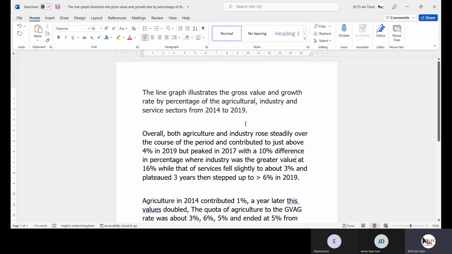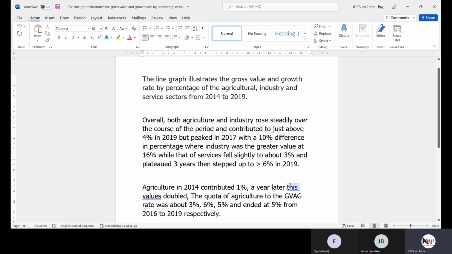So even after writing your essay, you have to go over it to just embellish it a little, make it better, because you might have missed something. Maybe what was in your head was not what you penned down. Okay, so just go over it. So, where industry was the greater value at 16%, while that of services fell slightly to about 3% and plateaued for 3 years, then stepped up to greater than 6% in 2019. So this is capturing the main trend.